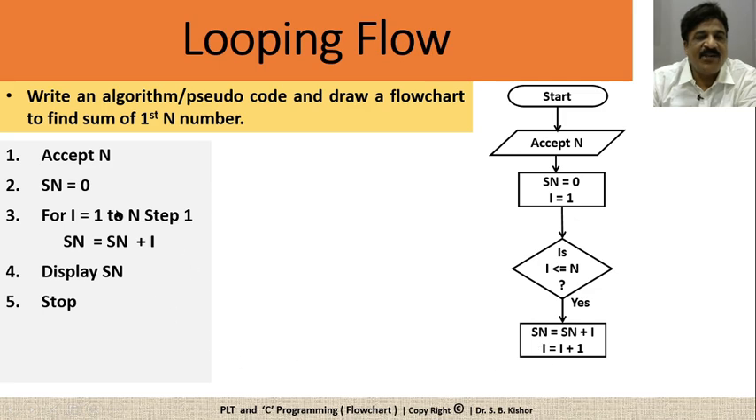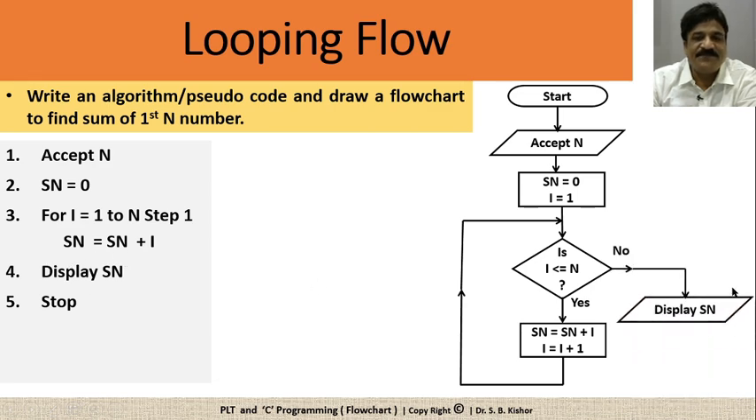Okay, and increment the value of I by 1, and this process will be continued as long as the value of I is less than or equal to n. Okay, so this is your loop. The moment this condition becomes false, what do we need to do? We need to display the value of sum and then stop.